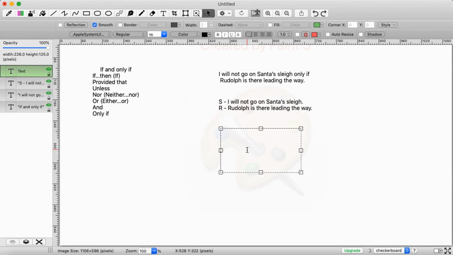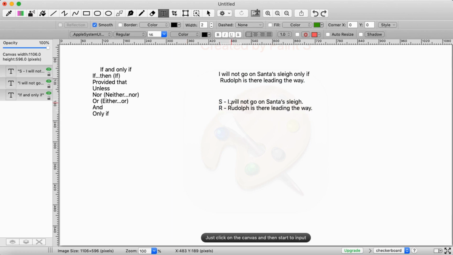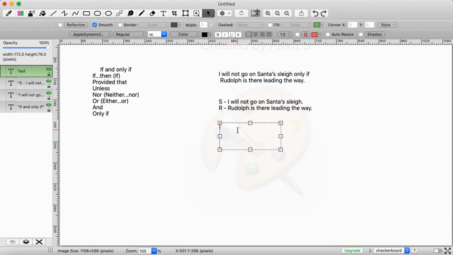Obviously this is S and R. So "only if," very simple, is the same as "if then." It works the exact same way. It doesn't matter what's the beginning and what's the end. Whatever is at the beginning becomes the first variable, and whatever is at the end becomes the second variable. So whatever is at the beginning, which is S, is I will not go on Santa's sleigh.